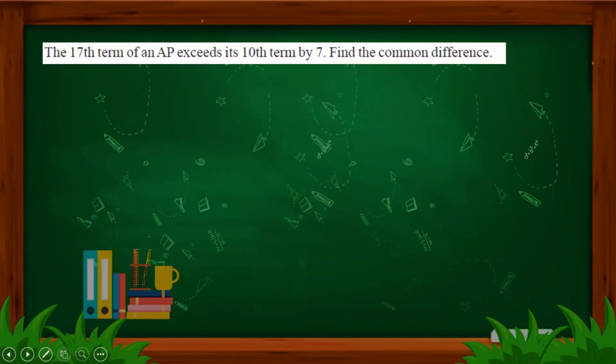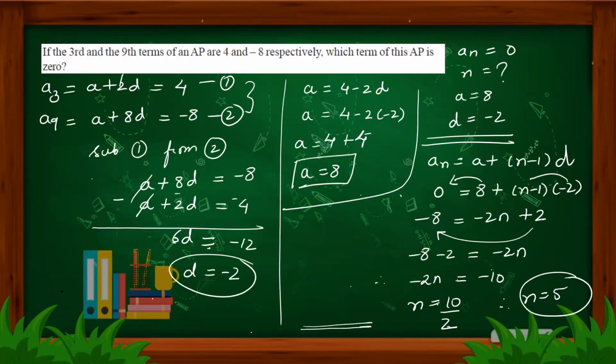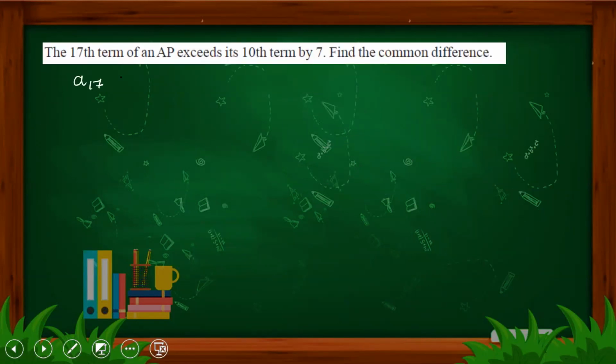Next one. Now this one says that the 17th term of an AP exceeds its 10th term by 7. Find the common difference. Now 17th term of an AP, that is A17, exceeds its 10th term by 7. So can I write that A17 is A10 plus 7? The 17th term exceeds the 10th term. Okay, it's greater than A10 by how much? By 7. So that means if I add 7 to the 10th term, I'll get my 17th term, right? So we need to find out the D over here, right?